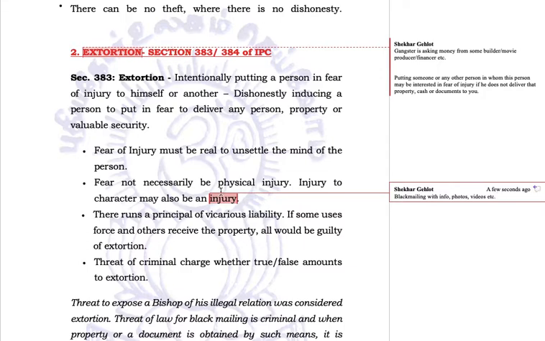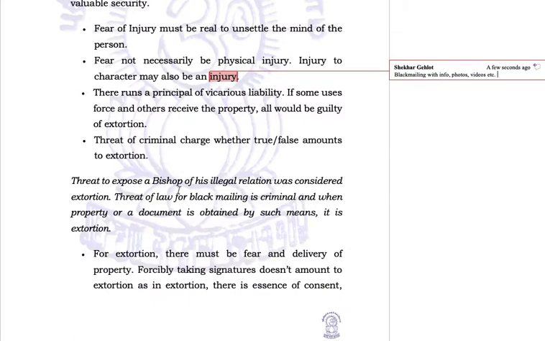Any kind of blackmailing, which is real blackmailing, which has the effect of unsettling the mind in lieu of some property, valuable security, or cash, becomes extortion. Threat to expose a bishop of his illegal relation was considered extortion. A bishop, definitely, is unmarried. So you are threatening the bishop that I will reveal your illegal relation. If you don't do that, the bishop has a reputation to keep, and that is going to be character assassination. So the bishop is now afraid. That is a real threat. That is extortion.